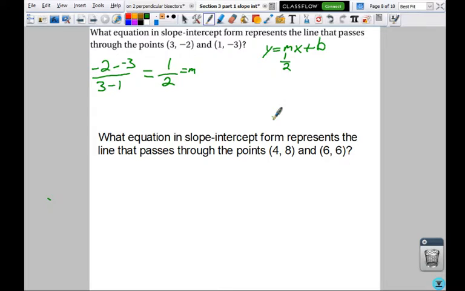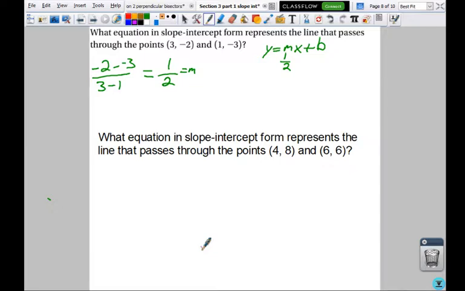The b is kind of annoying to find, but we can do it. So, to find b, I'm going to take my m, and I'm going to pick a point. We actually have 2 options. We can do the first one or the second one. It does not matter which one you do. You're going to get the same answer either way.